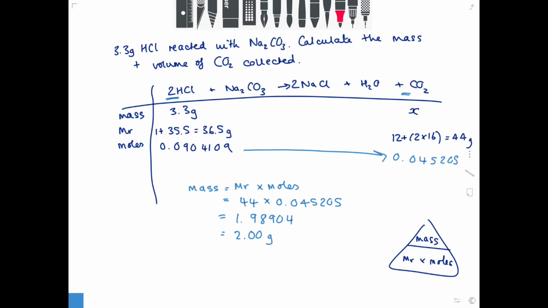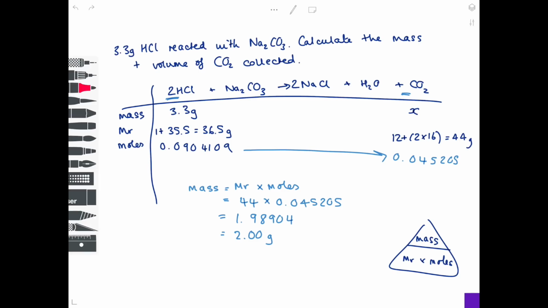Now to make sure we're answering the second part of the question, which is to do with gas volumes, make sure you know that 1 mole of any gas occupies 24 decimeters cubed. So we know the number of moles of carbon dioxide. We've already calculated that, which is 0.045205. Therefore, to work out the volume, simply times that by 24. Becomes 1.08 decimeters cubed. So that's the answer to the second part of the question.